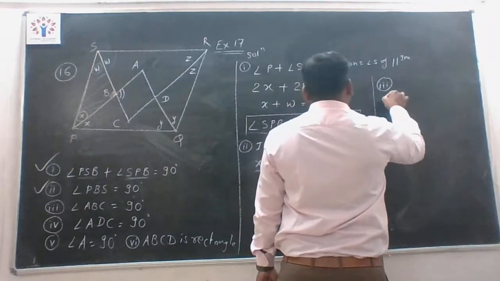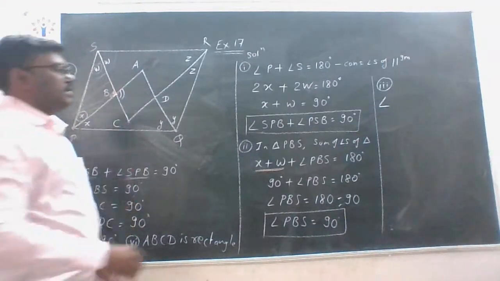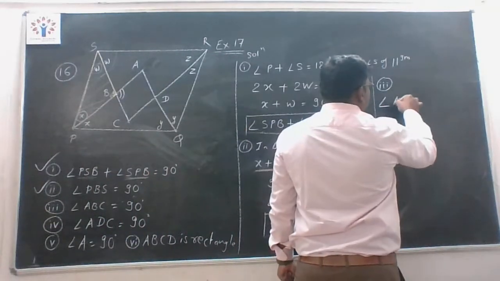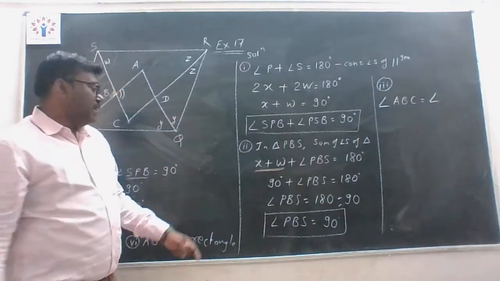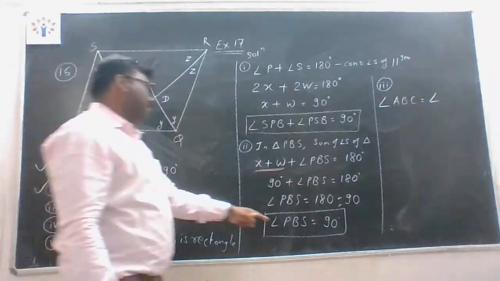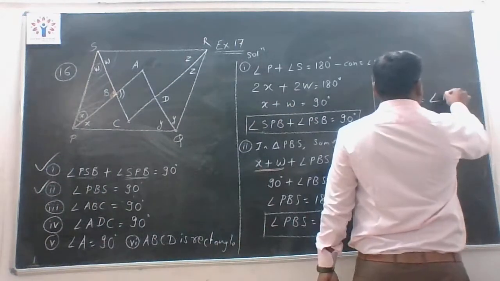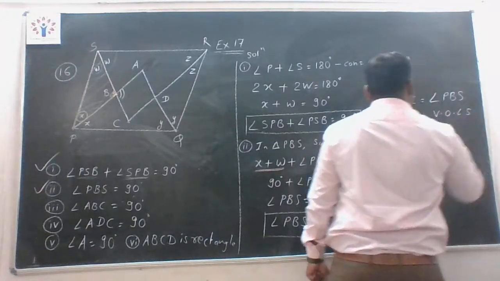Third, angle ABC equals which angle? It equals angle PBS, and the reason is vertically opposite angles.